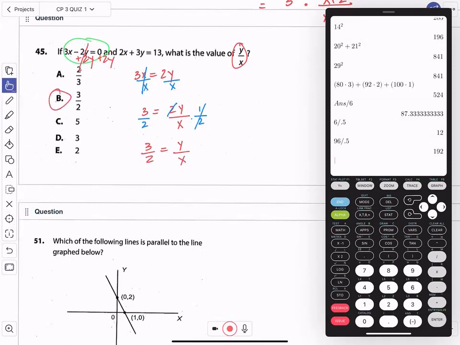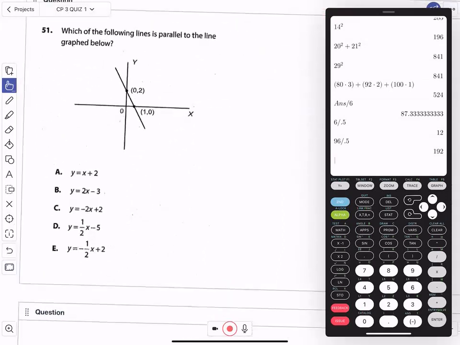If you are not comfortable with that, just use elimination where you stack it. You could do it that way.